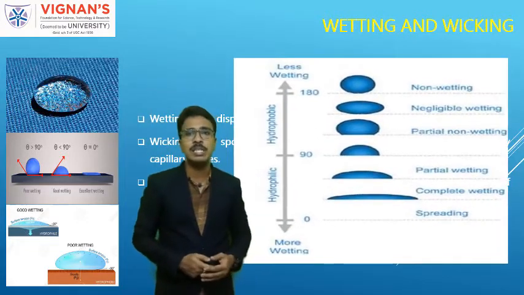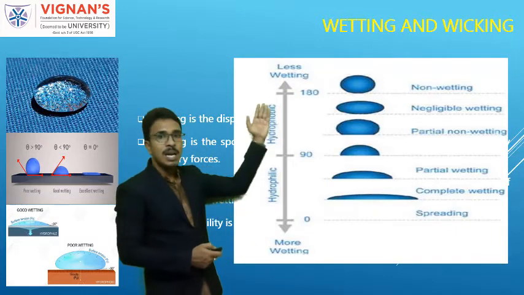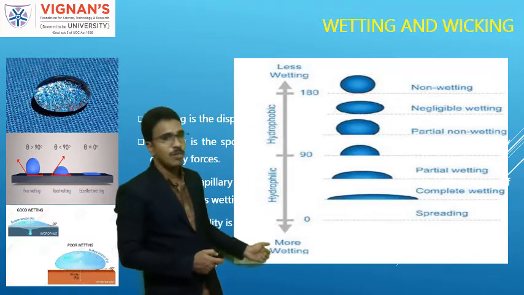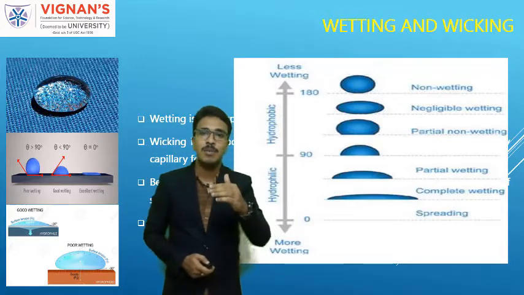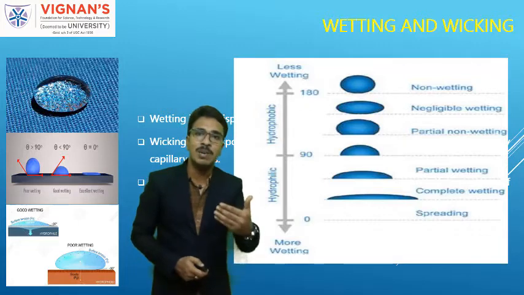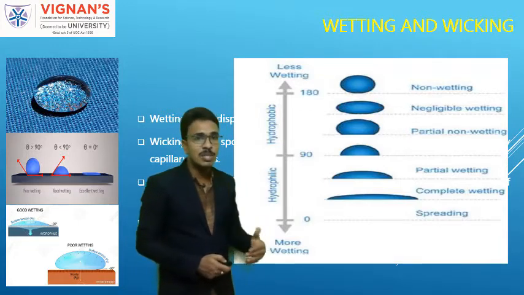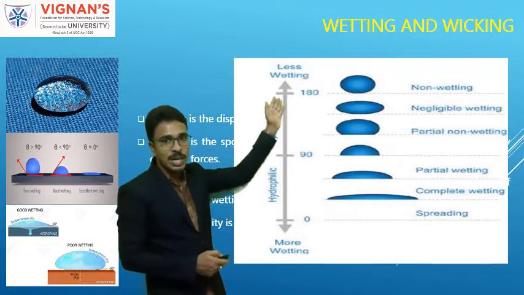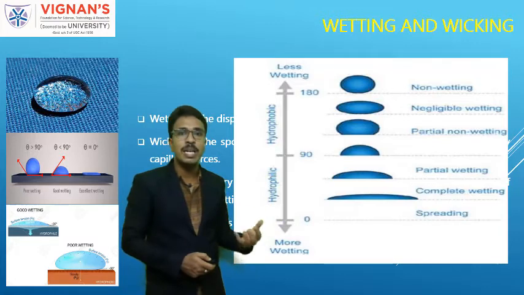Here also you can see the wetting phenomenon: less wetting and then more wetting. You can see what makes the surface more wet and what makes the surface less wet. You can see the numbers also, 0, 90 and then 180. They represent the contact angles.